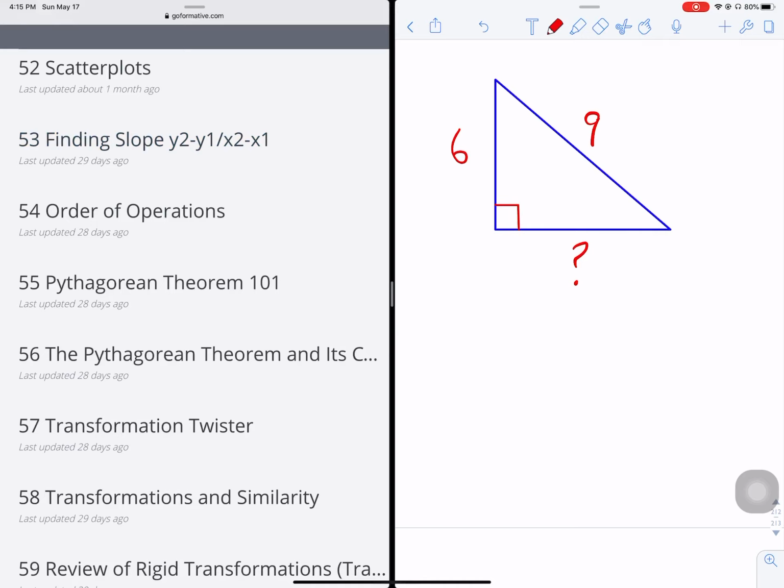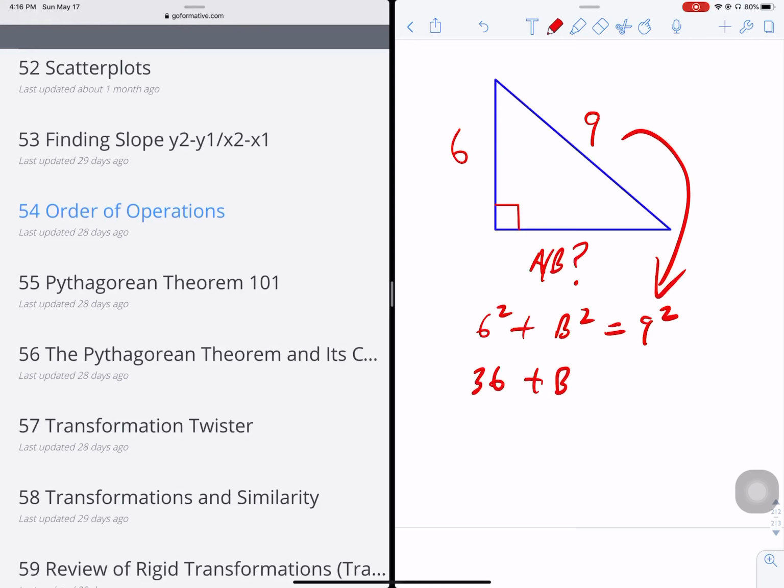It's not going to be nice and neat, but we can still find it by working backwards. So 6 squared plus b squared equals 9 squared. We take that hypotenuse alongside and we put it at the end. We can call this A or B, doesn't matter. And we don't know what it is, right? So this is 36 plus b squared equals 81. Why 81? 9 times 9.